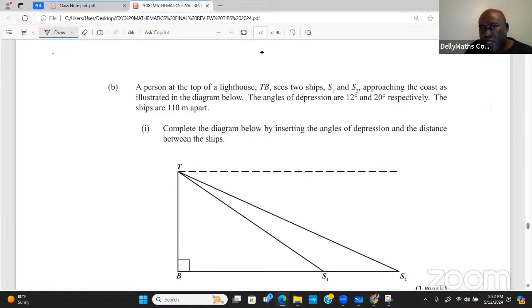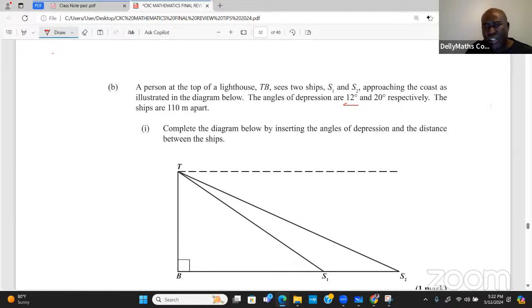TP sees 2 ships, S1 and S2, approaching the coast as illustrated in the diagram. The angles of depression are 12 degrees and 20 degrees respectively. All right, good. The ships are actually 110 apart.